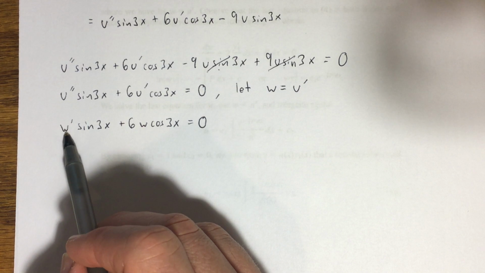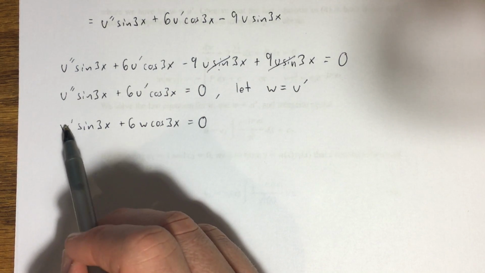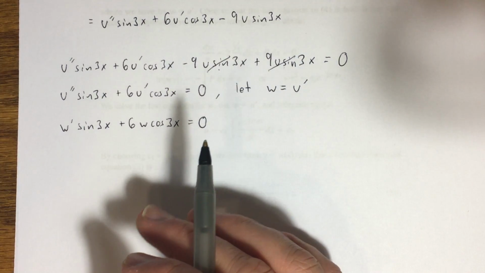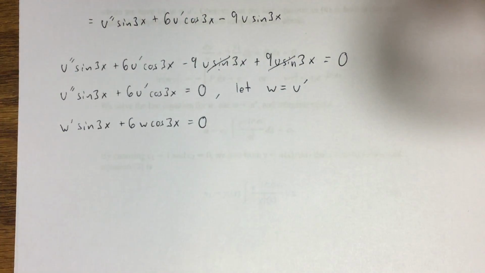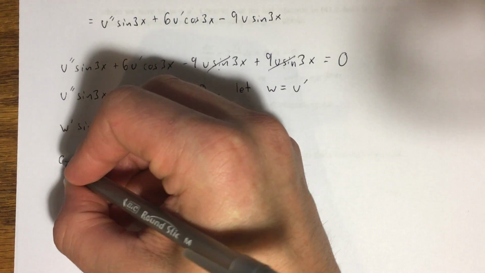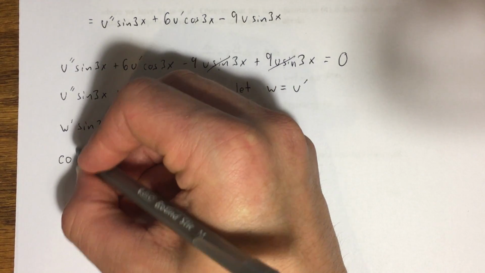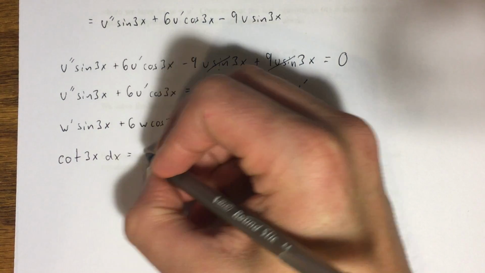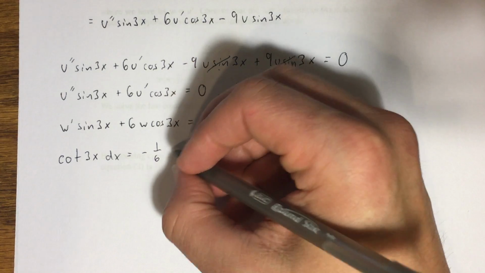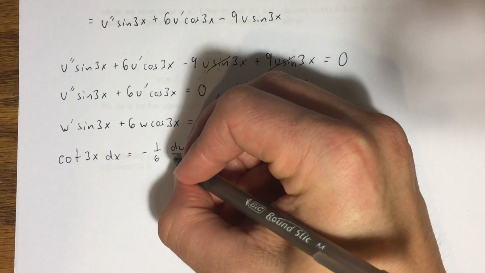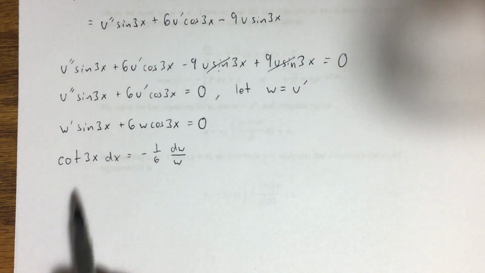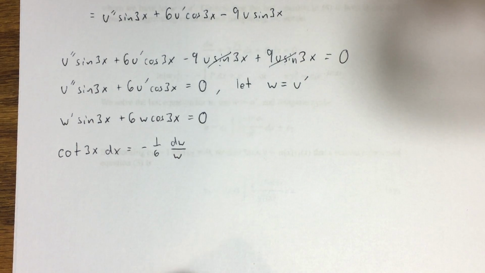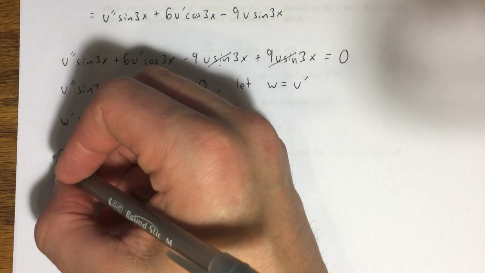So I would write w prime as dw dx and then separate variables. You've done enough of this up until this point. I'm going to go straight to what the separation would look like and let you verify. We're going to get cotangent of 3x dx equals negative 1/6 dw over w. Verify this. Make sure I got that correct, okay? Fill in those gaps there. Integrating both sides, that's next.